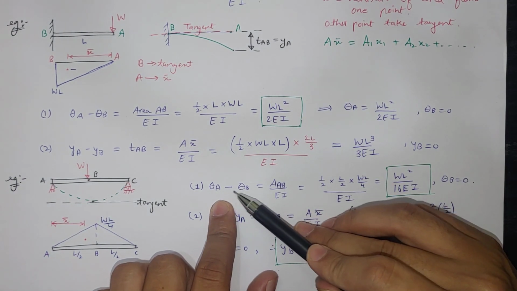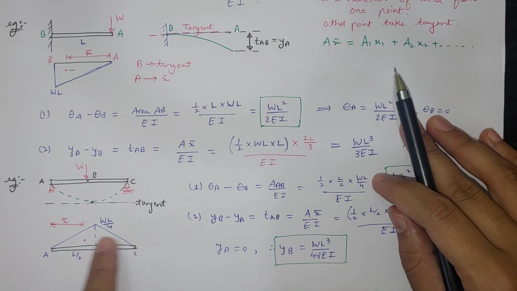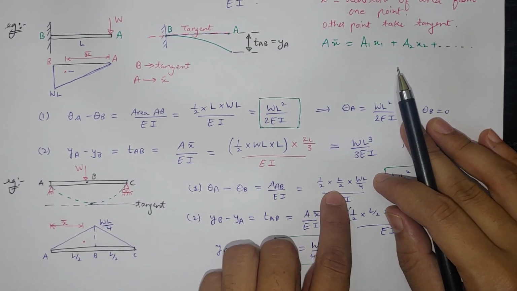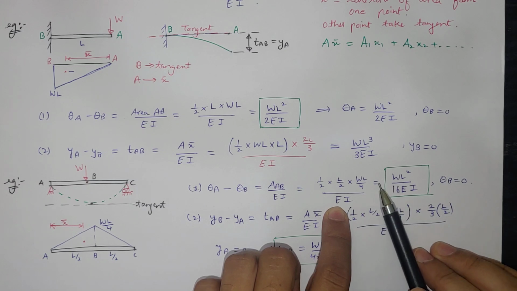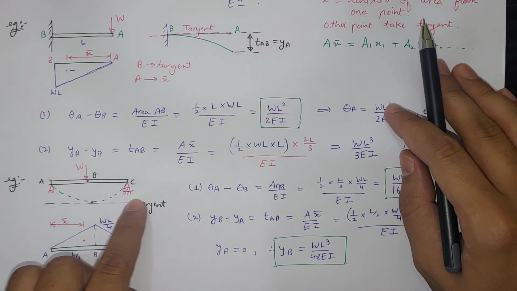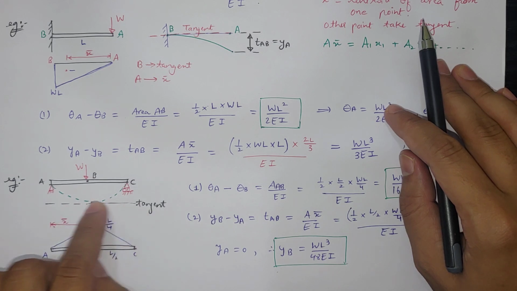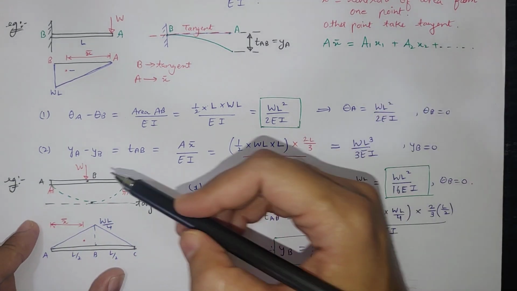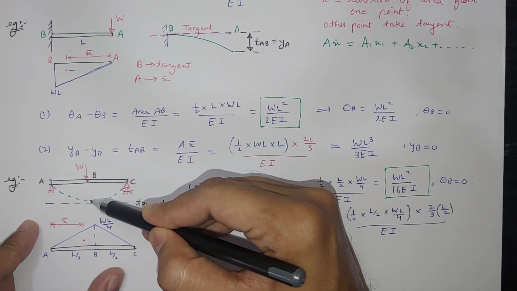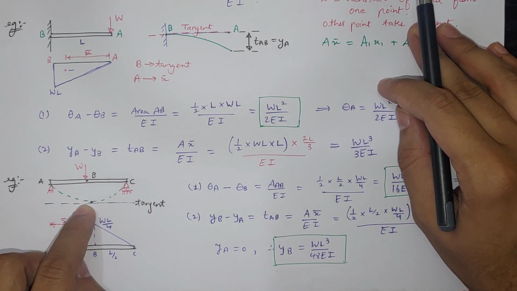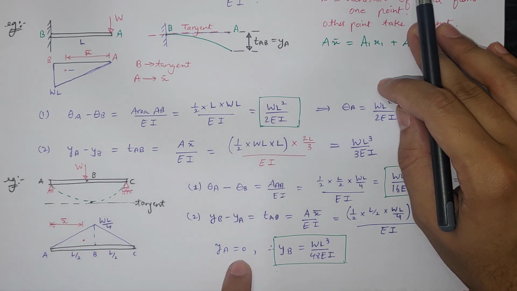Now theta A minus theta B, we know area upon EI. So area we know directly between A to B. So between A to B, half into base into height, we can directly calculate divided by EI. So that will be equal to WL square by 16 EI, because theta B is 0. We know theta at B is 0. Tangent is horizontal. Now YB minus YA, which is this particular distance TAB, difference between deflection at A point and deflection at B point. So deflection at A point is 0, so we'll directly get deflection at B point.